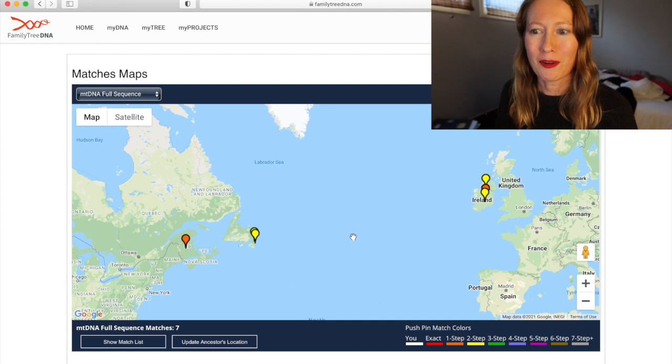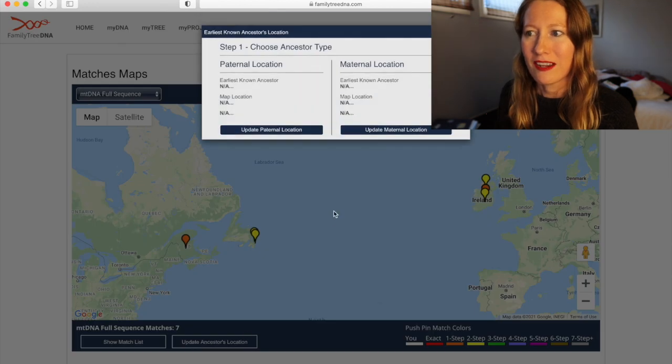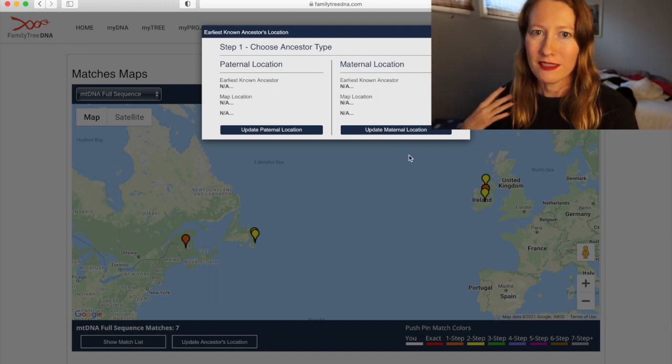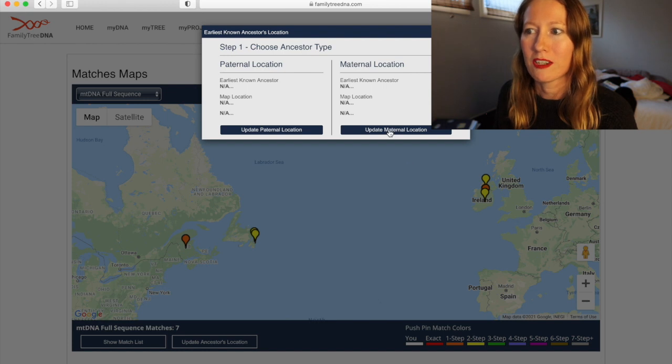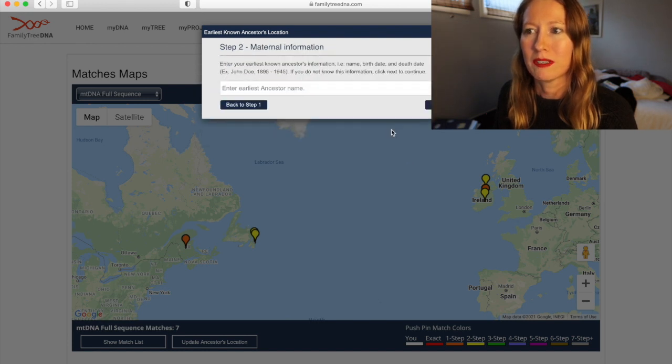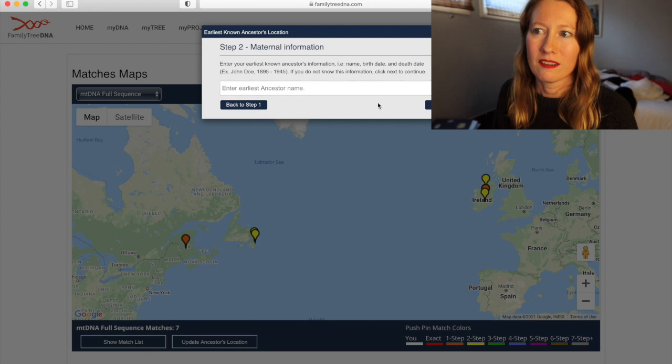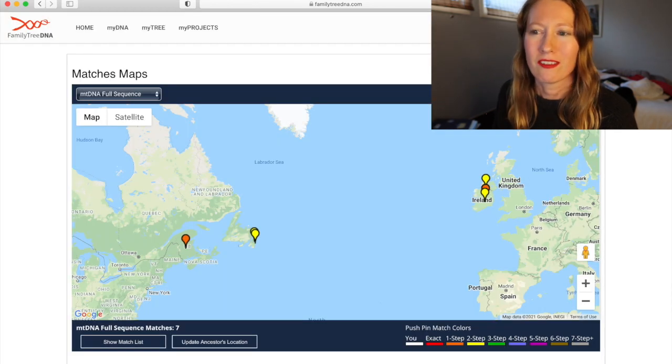If you want to see, like I said, I've been naughty, I haven't added mine. Click update ancestors location. And it will only actually create one of these little push pin things if you've added in not just the country, but the city or the exact location. So it needs a location to put that little push pin thing in. So really, I should probably do that. I think I'm going to do it now though. I'll go back and do it.